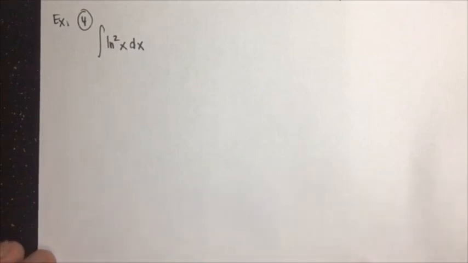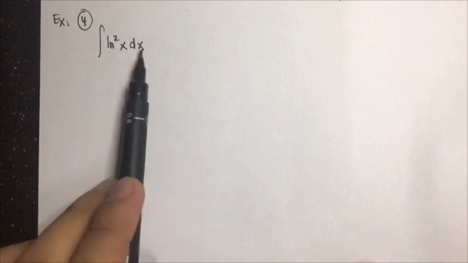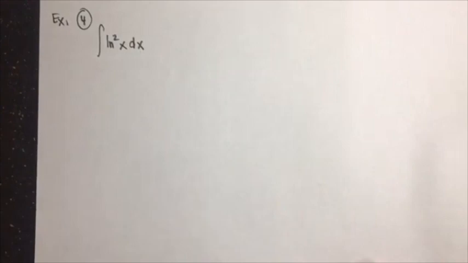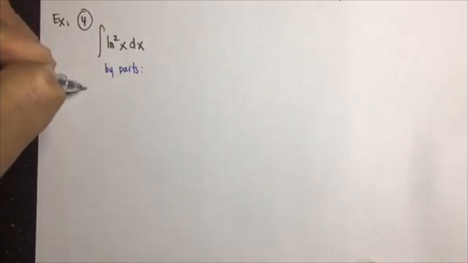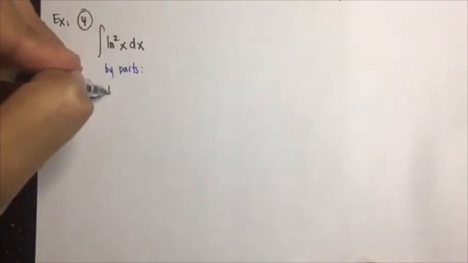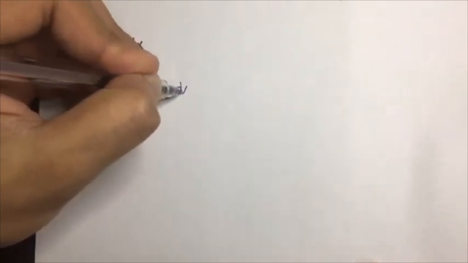Okay, so for our fourth example, we have the integral of ln squared of x dx. For this problem, we don't need to make a choice of which part would be our u and which part would be our dv, because we only have two parts: the ln squared of x and the dx. So directly we will have our u as ln squared of x, and our dv would be simply dx.